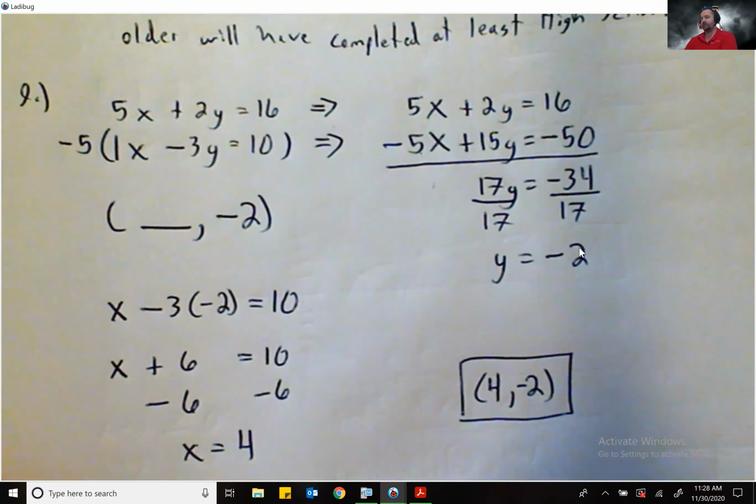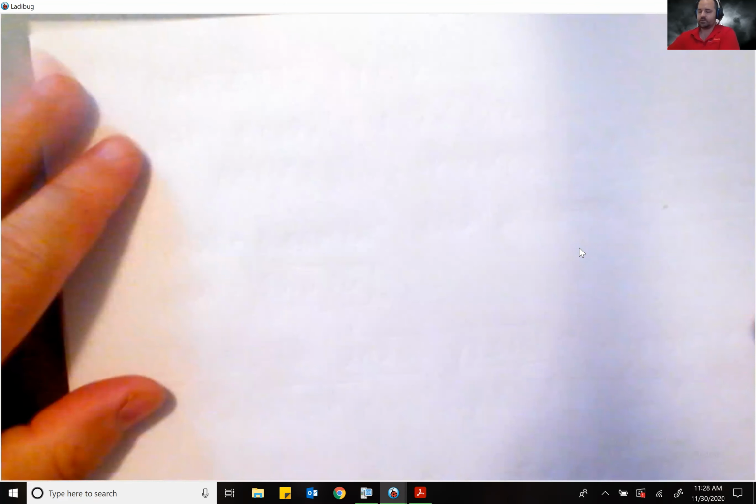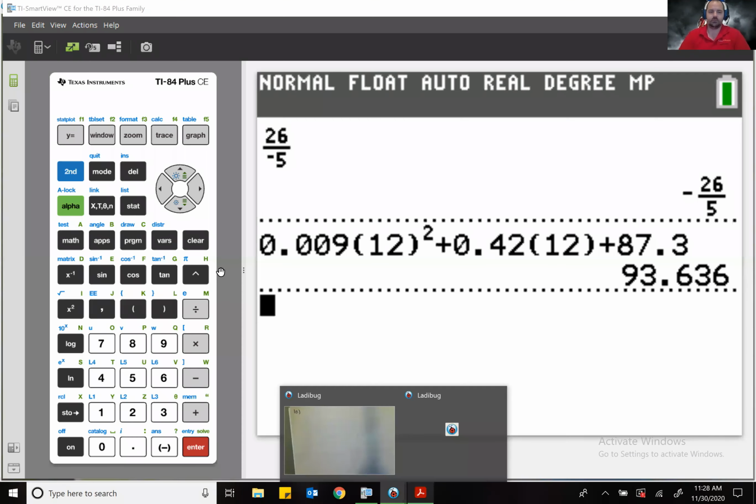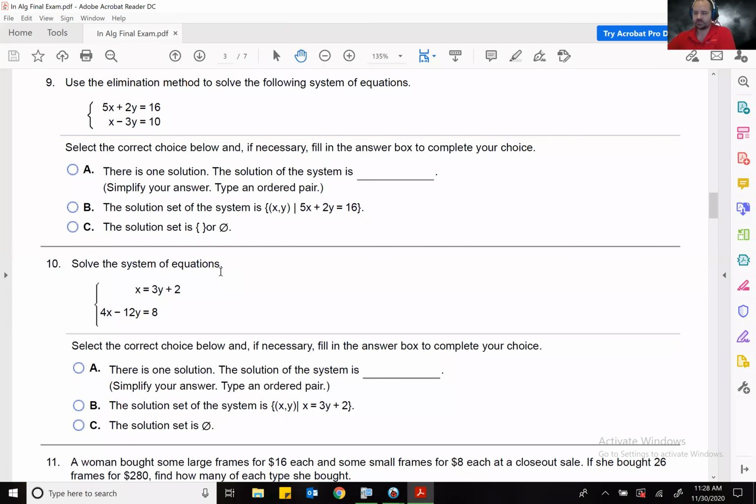All right. So number 10. Another system. So we've got x equal to 3y plus 2 and 4x minus 12y equals 8. So this one just says solve the system. So again, this one you really do have free choice. You can either solve it using elimination, or you can solve it using substitution, or you can solve it doing graphing. It's your call.